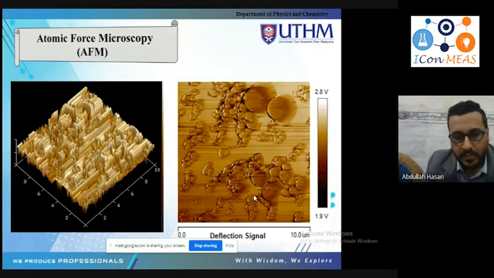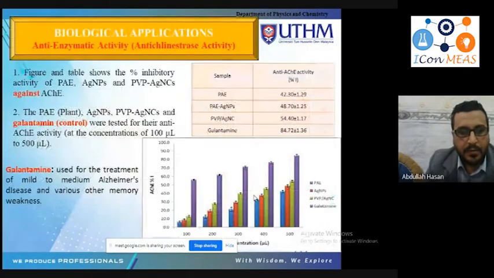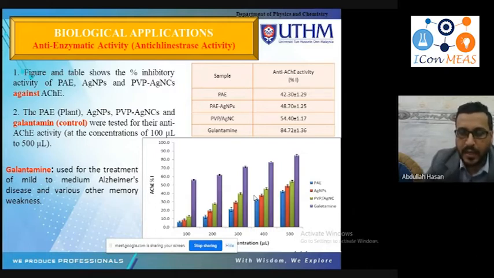Whether it can or cannot make attachment and detachment for those particles. Here, our test is anti-enzymatic activities. This is a table showing the percentage of inhibitory activity of Pandanus atricarbus, which is the PAE, Pandanus atricarbus with AG, which is silver nanoparticles, and the PVB with it, which is the nanocomposite we focus on here: the PAE plant, AG, the nanocomposite, and galantamine.